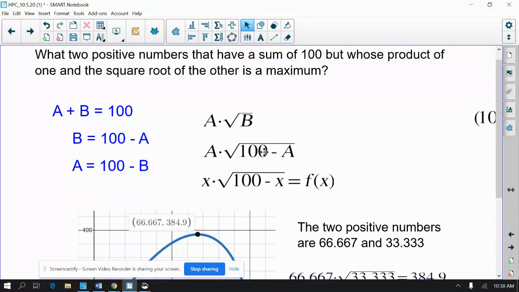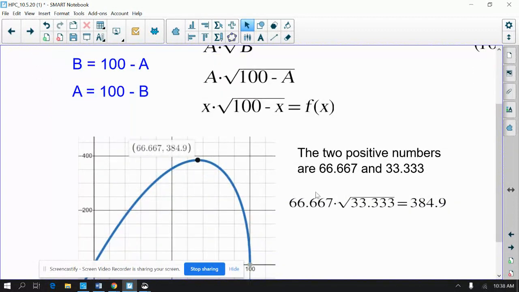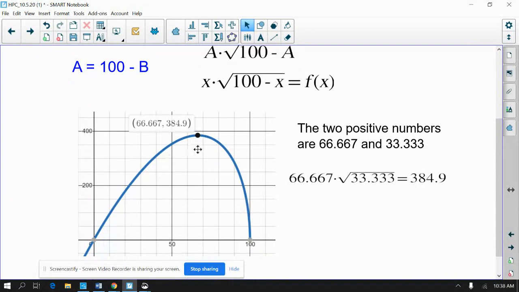And I can't graph A because my calculator doesn't know what A is. So I replace A with X. And this is now a function depending on X. I go to Desmos in this case and just graphed this. It got this very cool looking graph.